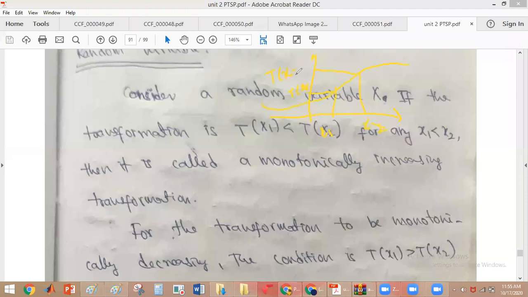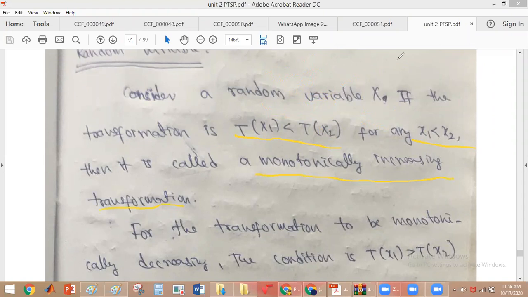Here we have selected x1 less than x2. So what is the T(x1) value? T(x1) is also less than T(x2). So if you have a function like this, where T(x1) is less than T(x2) for x1 less than x2, then it is called a monotonically increasing transformation.